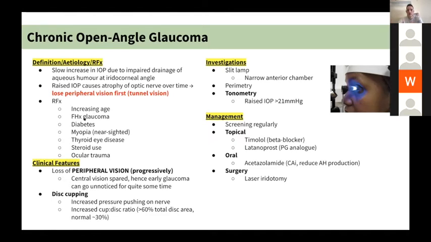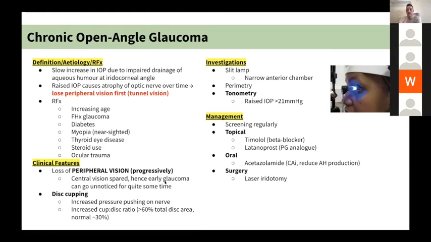So these are all the common risk factors: age, family history of glaucoma, diabetes, myopia, thyroid eye disease, lots of different things. In terms of clinical features, progressive loss of peripheral vision is going to be the big one. So you're just going to get worse and worse with your peripheral vision, and it takes a little while to actually notice that it goes away.